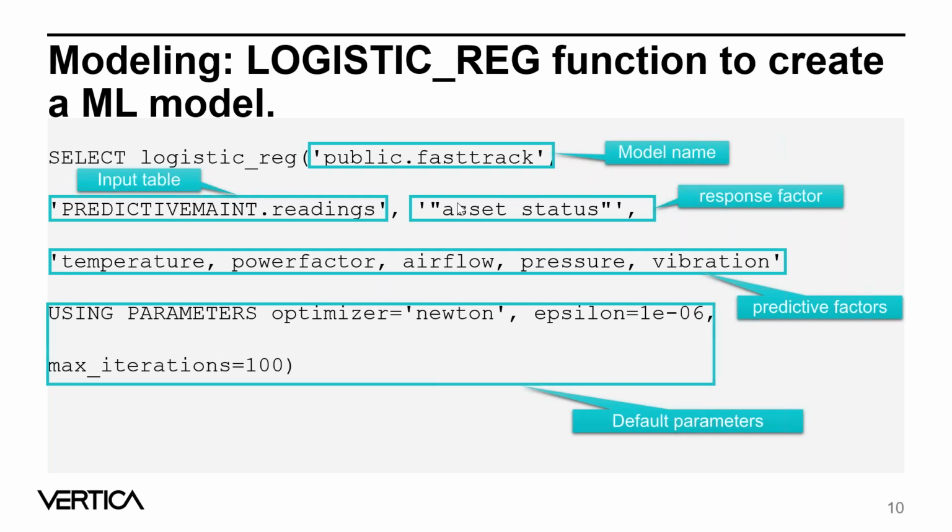Then this data is processed by the logistic regression process. The next, third parameter is the response. So we would like to predict the asset status using the last section: temperature, power factor, air flow, pressure, vibration. These are the parameters we would like to use to predict the asset status. So with logistic regression, you can define that kind of parameter after the iterative process. Yeah, please go to the next slide.